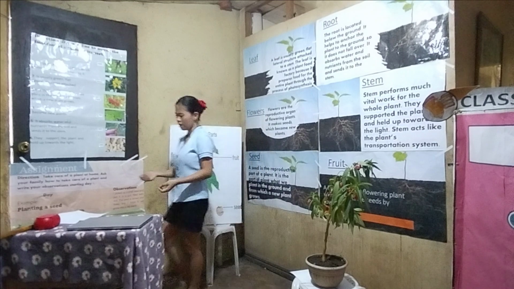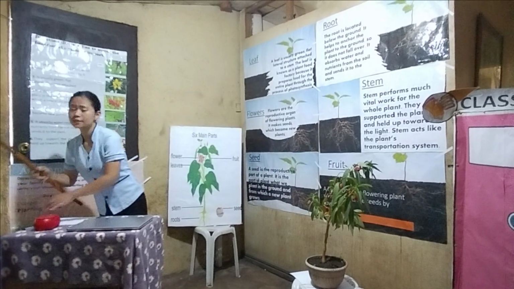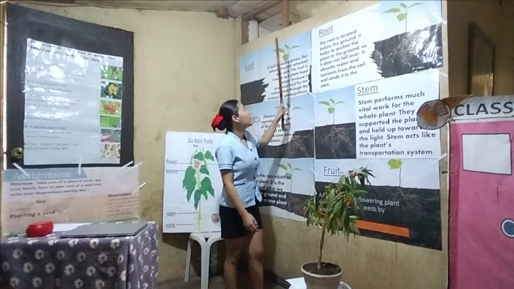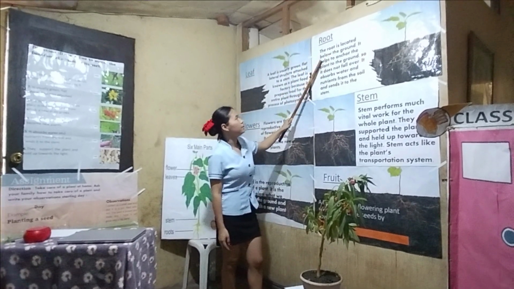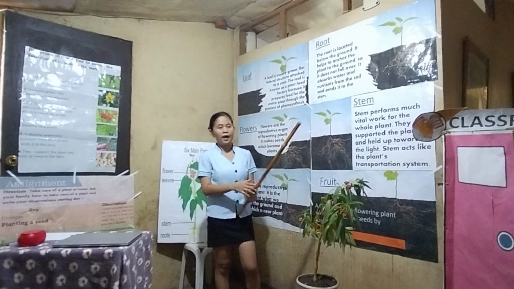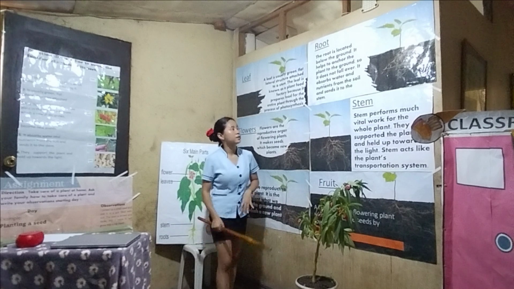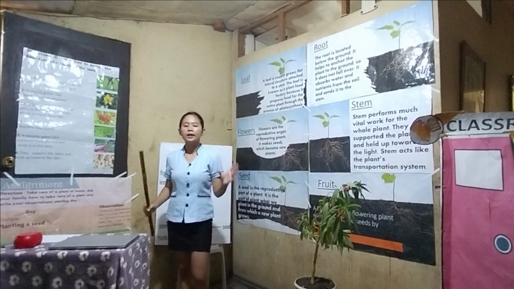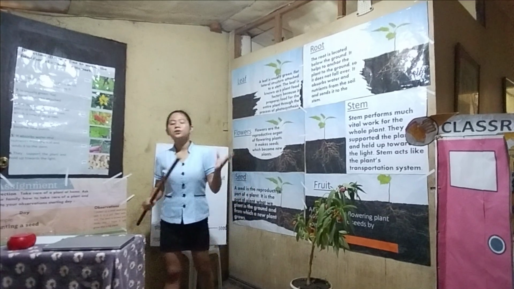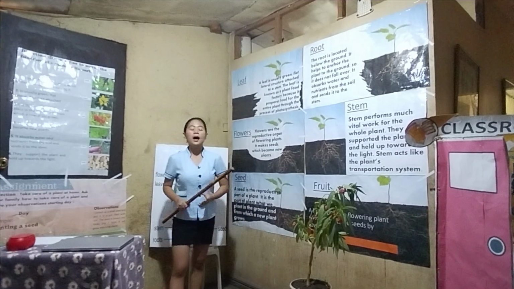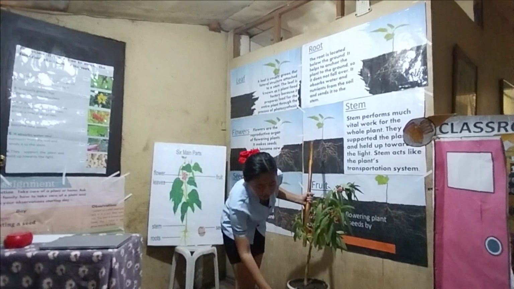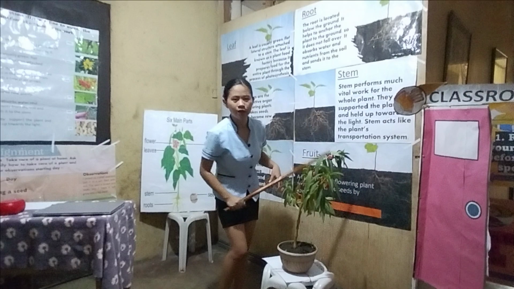Alright, so what are roots, class? Let's read it with me. The root is located below the ground. It helps to anchor the plant to the ground. It keeps it steady by holding it in place and prevents it from falling over. It takes water and nutrients from the soil and sends them to the stem. So the root is here. This is a root.